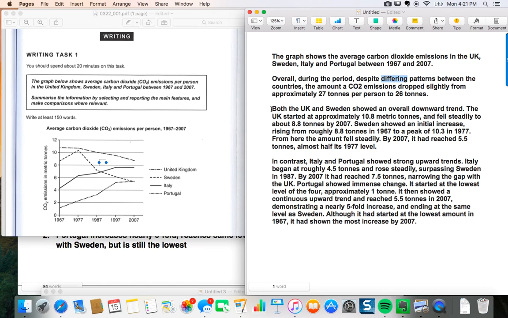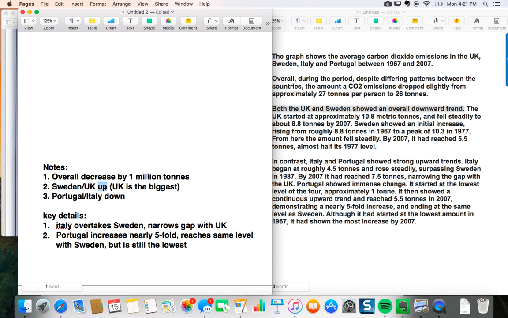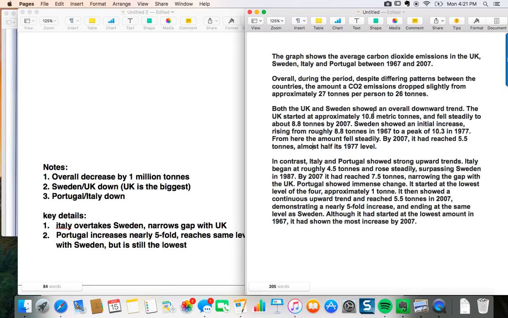Then we've moved on. So we said the UK and Sweden went down. So we focus on that. They both show a downward trend, as I put in my notes. I wrote up, I meant down. All right? So both the UK and Sweden showed an overall downward trend.